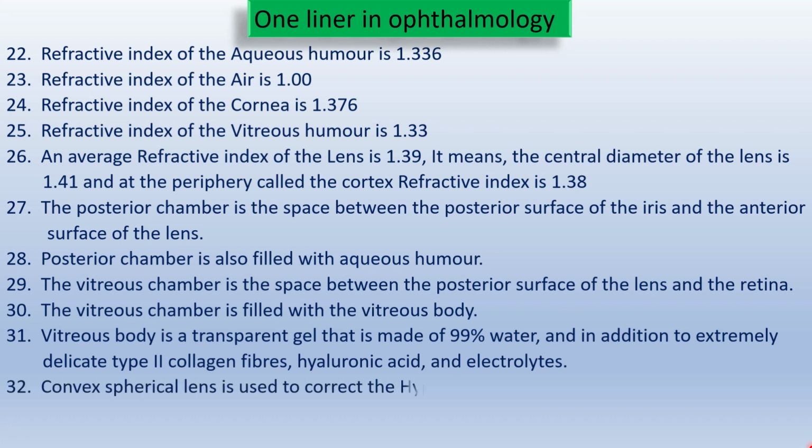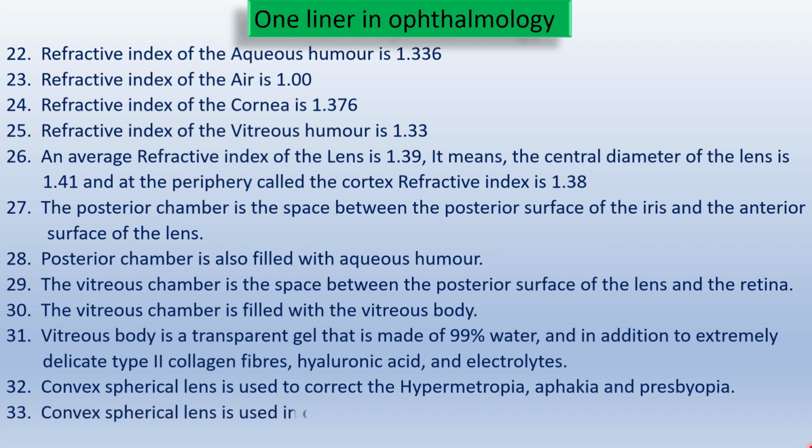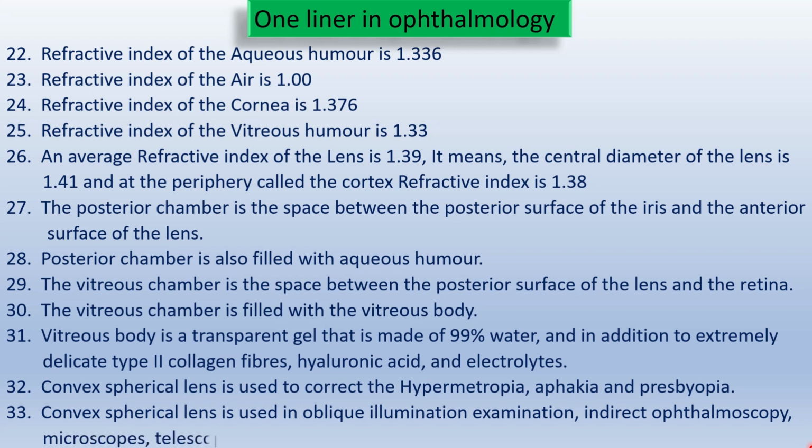Convex spherical lens is used to correct hypermetropia, aphakia and presbyopia. Convex spherical lens is used in oblique illumination examination, indirect ophthalmoscopy, microscope, telescope, camera lenses, projectors, binoculars, and as a magnifying lens.